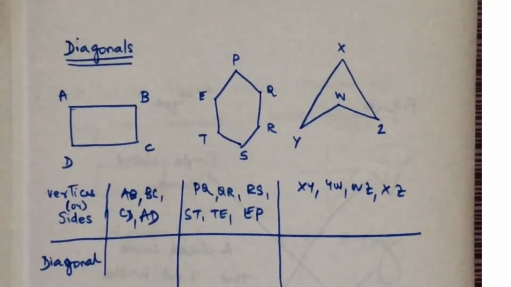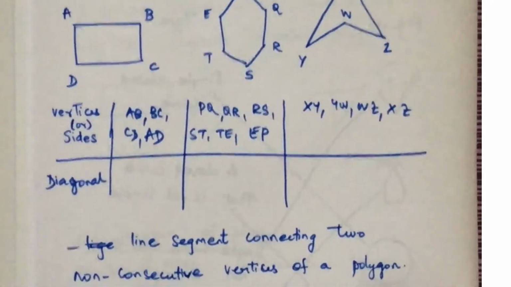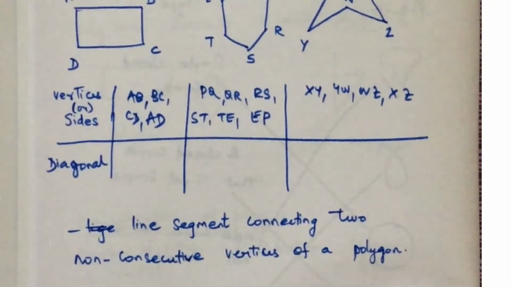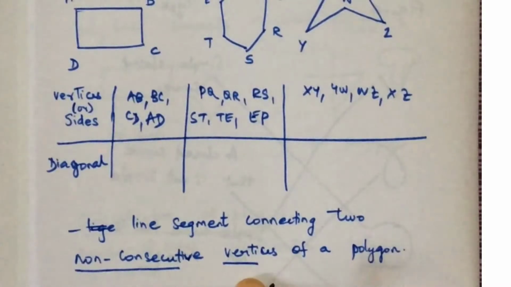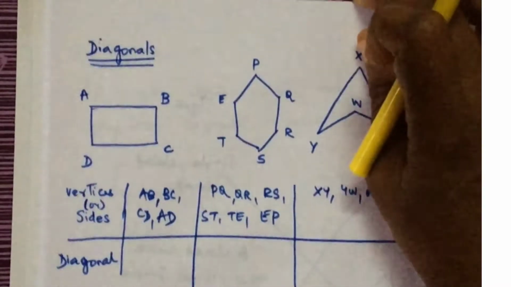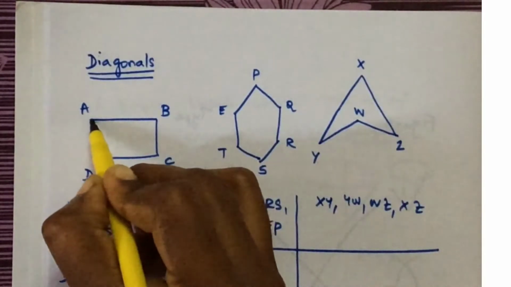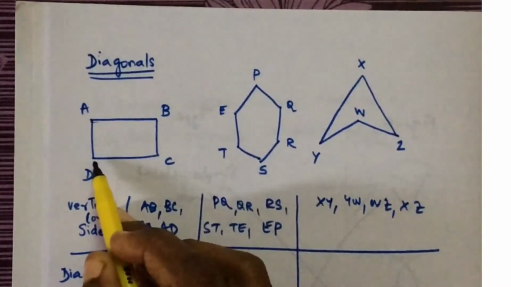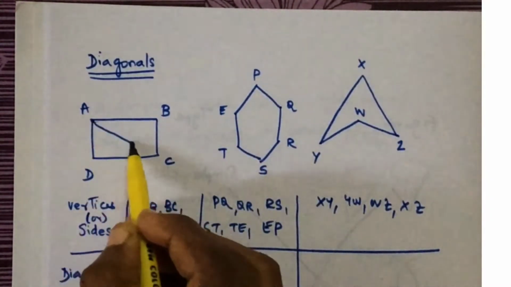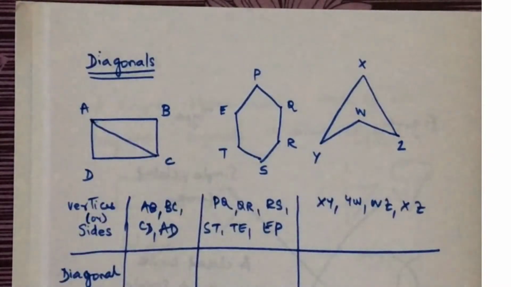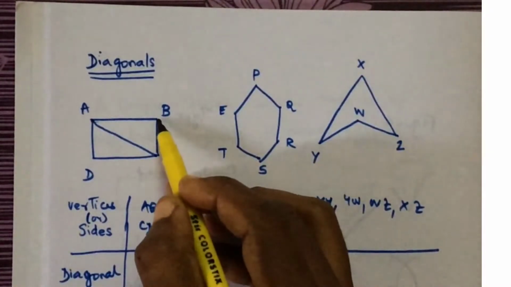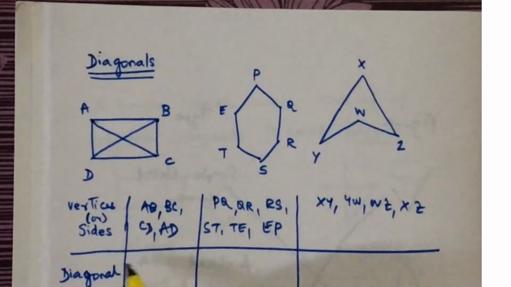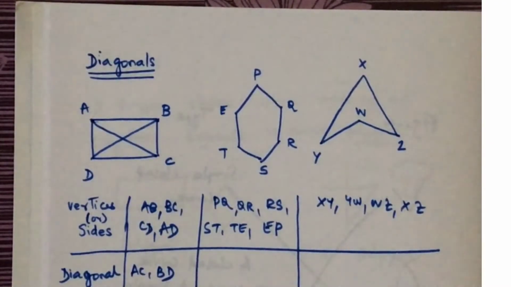Then what are diagonals? Diagonals are line segments connecting two non-consecutive vertices of a polygon. What are non-consecutive vertices? Vertices that are not nearby. So if you start from A, the nearby vertices are B and D. Other than that, if you draw a line, then this line is called a diagonal. If you start from B, you have to draw a line to here. Then AC and BD are called diagonals.